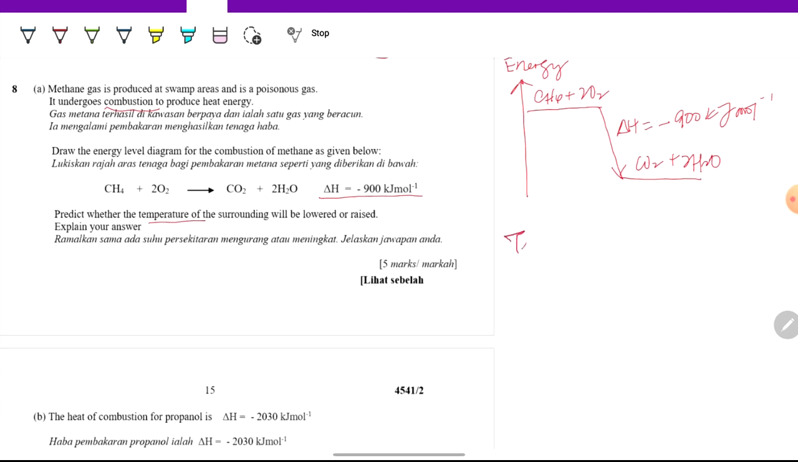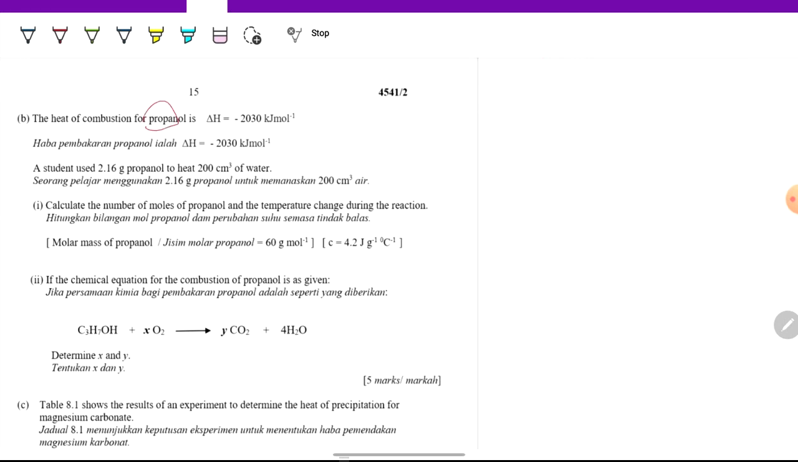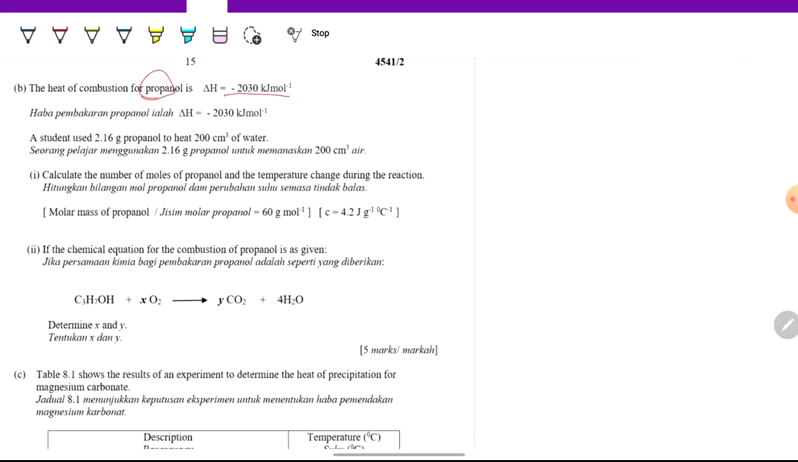Now the temperature, so this one becomes point number four. The temperature will rise. Why? Because it is an exothermic reaction. So 5 marks. Okay, next, the heat of combustion for propanol is 2330 kilojoule per mole. A student used 2.16 gram of propanol to heat 200 cubic centimeter of water.